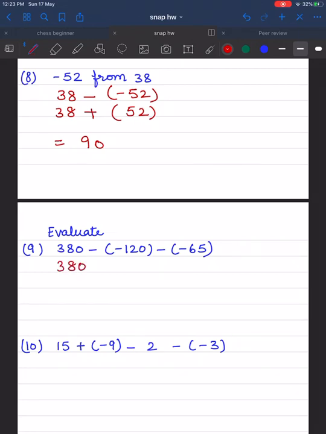Now next is evaluate or simplify. So let's do it here. I will write 380. Now I change the subtraction sign to an addition sign and I take the opposite of minus 120, which is plus 120. Again I change the subtraction sign to an addition sign and I take the opposite of minus 65, which is plus 65. Now all the three integers are positive, so I add them and I get 565.